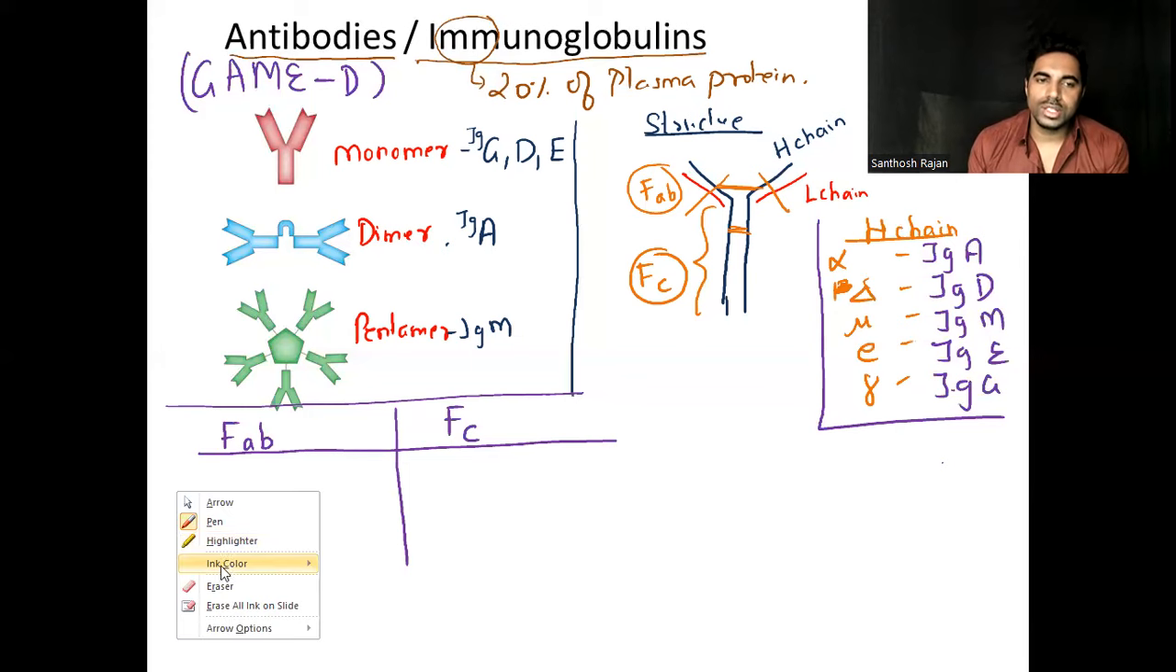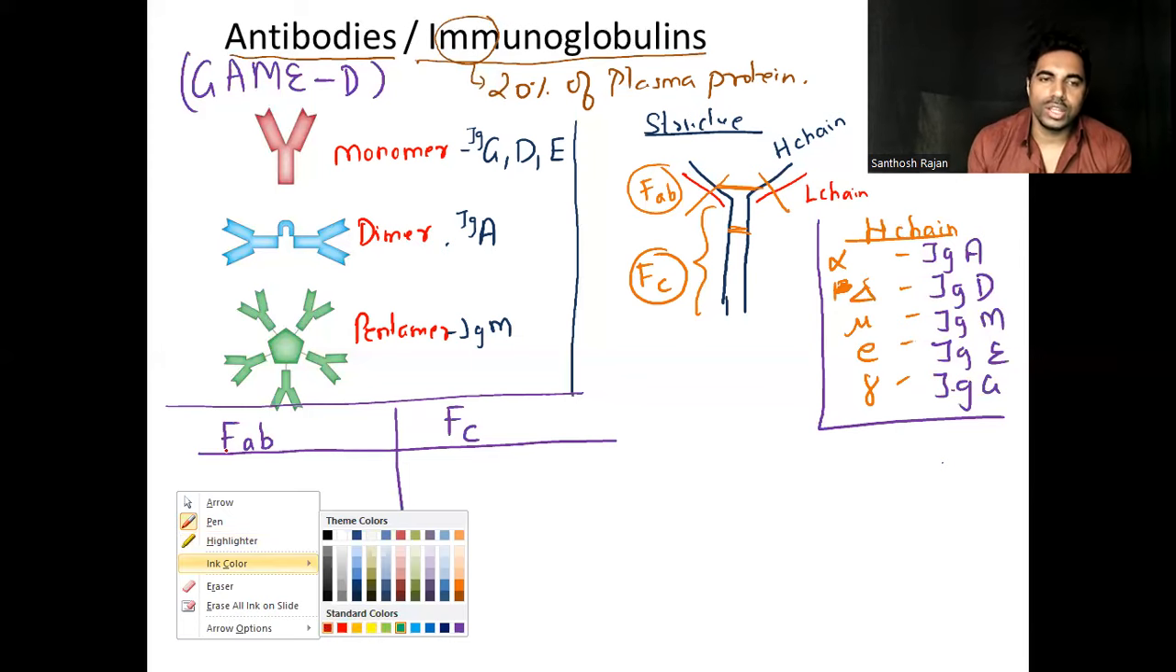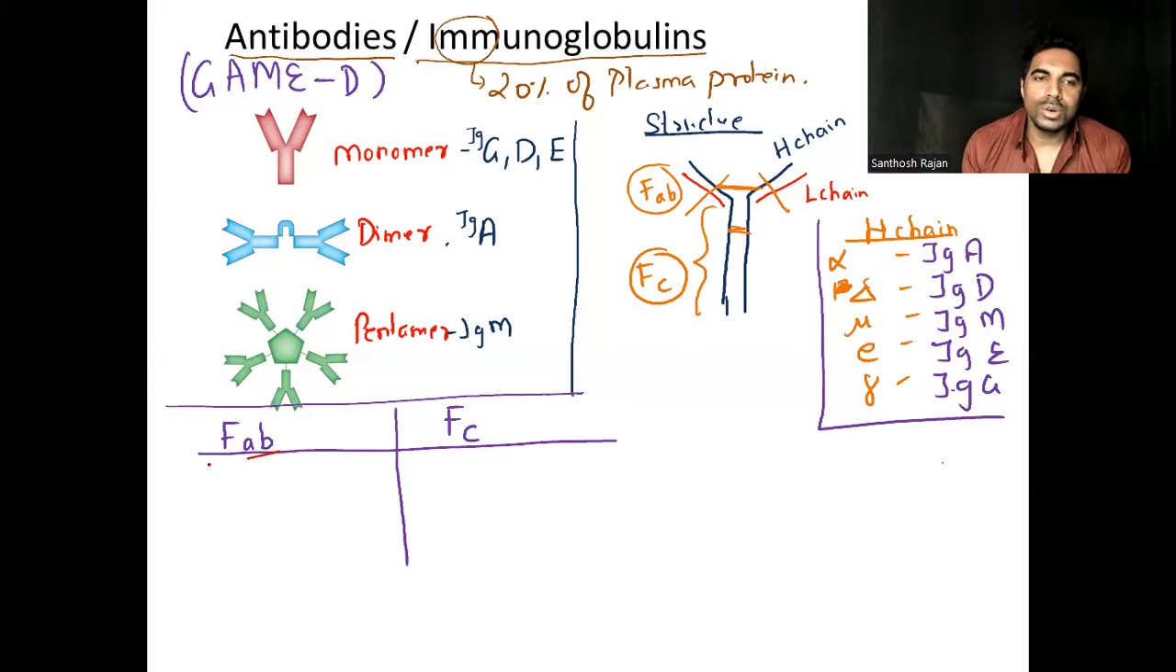Fab means antigen binding, AB. So it is the antigen binding site. Especially, if you remember, that is the paratope. In an antibody, the paratope is where the epitope will attach. So the antigen's epitope will bind to this one. So it's a paratope. How to remember?